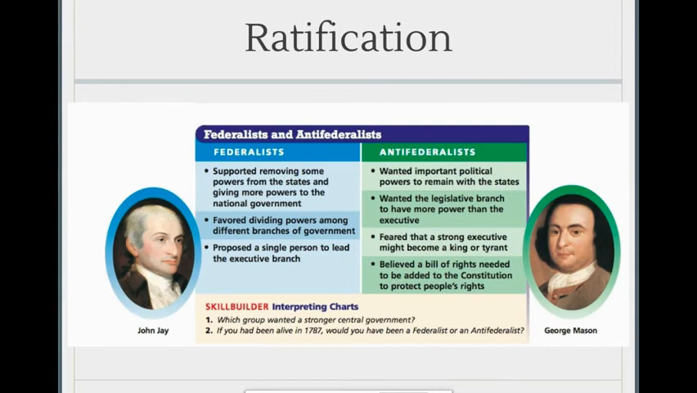The Anti-Federalists are going to be appalled by this, all right. They want important political powers to remain with the states. They want the legislative branch to have more power than the executive, all right. They fear that a strong executive is going to just become another king or a tyrant. And they believe a Bill of Rights is needed to be added to the Constitution in order to protect everybody's rights. Okay.